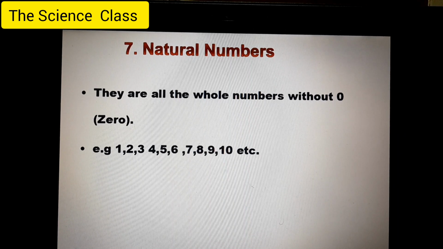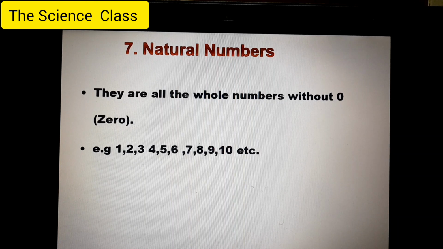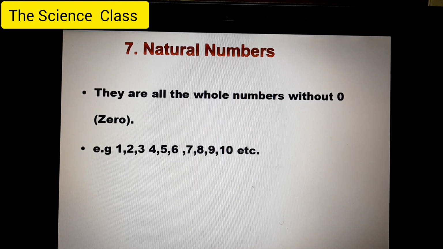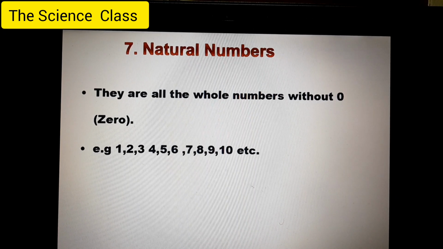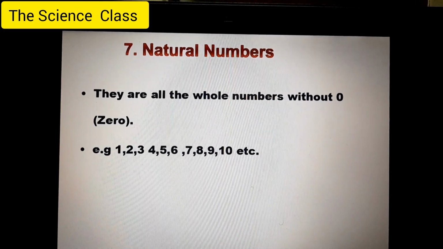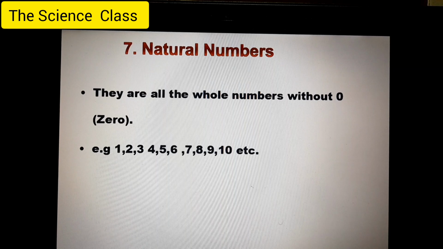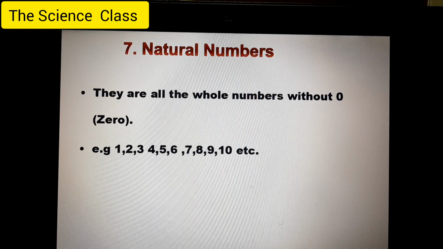Now, natural numbers, they are all the whole numbers without zero. So when you talk about natural numbers, you don't add a zero. If you notice, the whole numbers include zero, but in natural numbers, we did not add a zero to be inclusive.